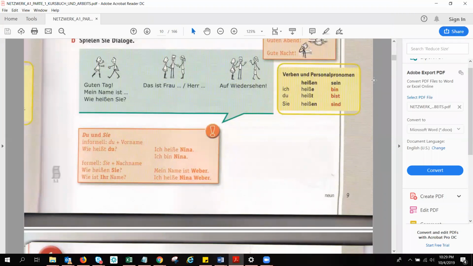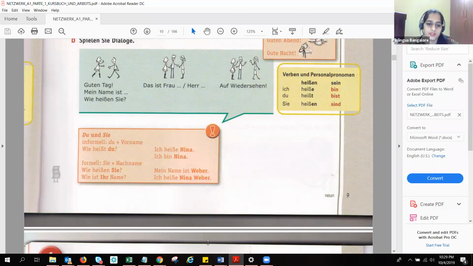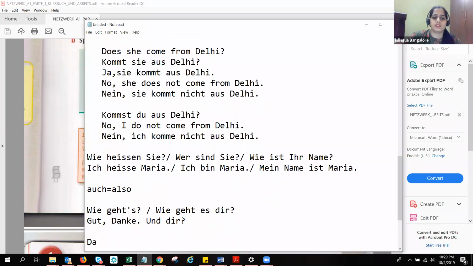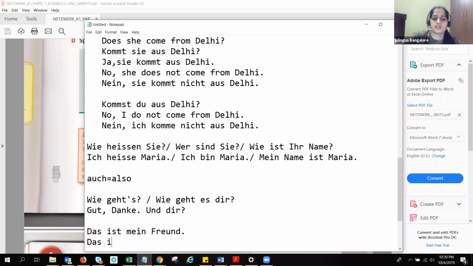Sorry, one more. Yeah. So when we're saying mein and meine, what difference does it make? So this is a difference of feminine and masculine, whenever you are talking about a girl. Okay. So if you're saying das ist mein Freund, so this is my friend, and das ist meine Freundin.